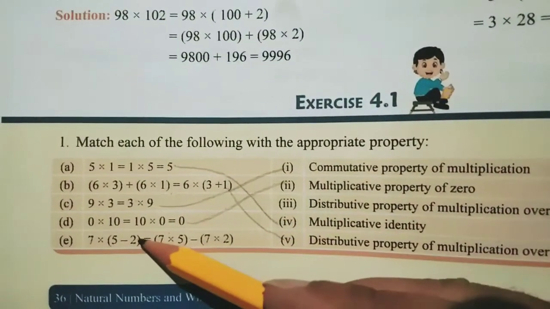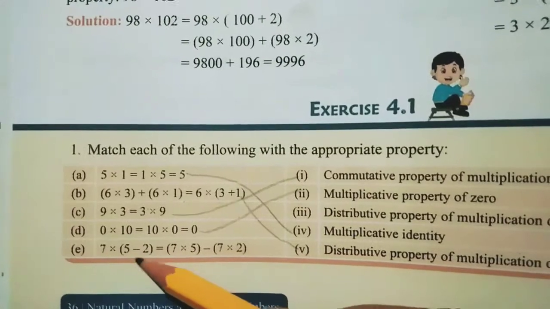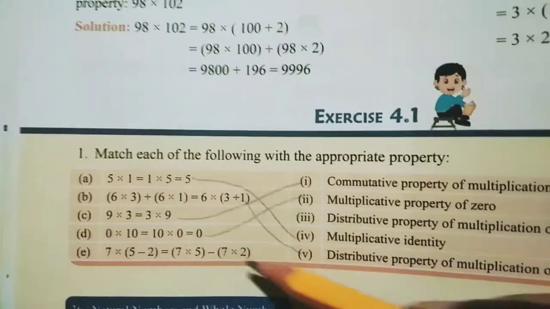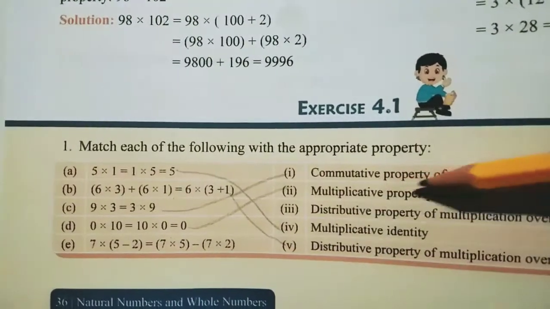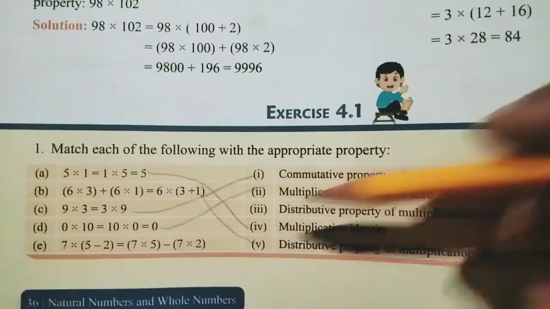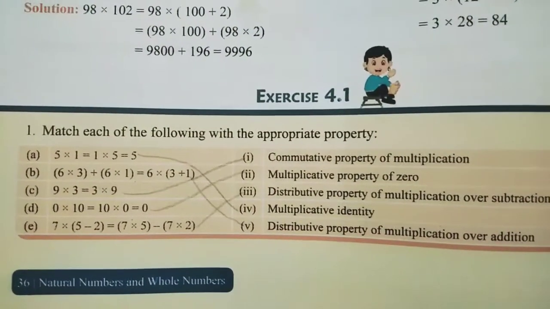Then e is 7 into (5 minus 2). That means here it is multiplication over subtraction. So distributive property of multiplication over subtraction, this is number 3. So students, this is complete now. Let's go to question number 2.